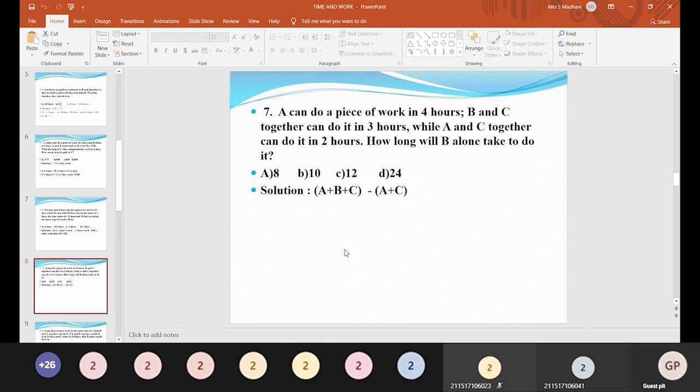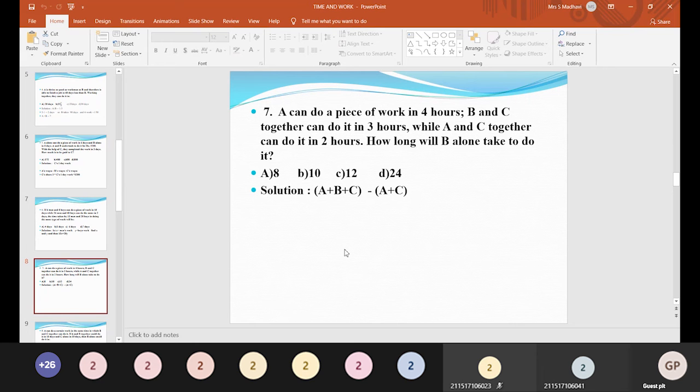Coming to the seventh problem: A can do a piece of work in 4 hours, B and C together can do it in 3 hours, while A and C together can do it in 2 hours. How long will B alone take to do it? See here, A's 1 hour's work is equal to 1 by 4. And B plus C's 1 hour's work means 1 by 3. And A plus C's 1 hour's work means 1 by 2.